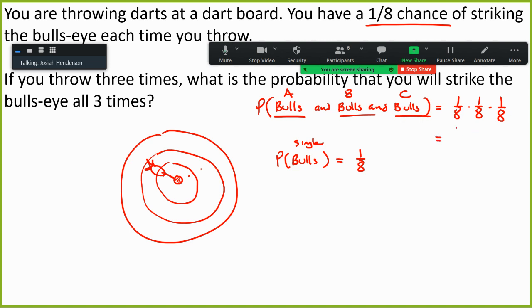So we put all this together. 1 times 1 times 1 is still just a 1, but 8 times 8 times 8 is something much bigger. 512. 8 times 8 times 8.